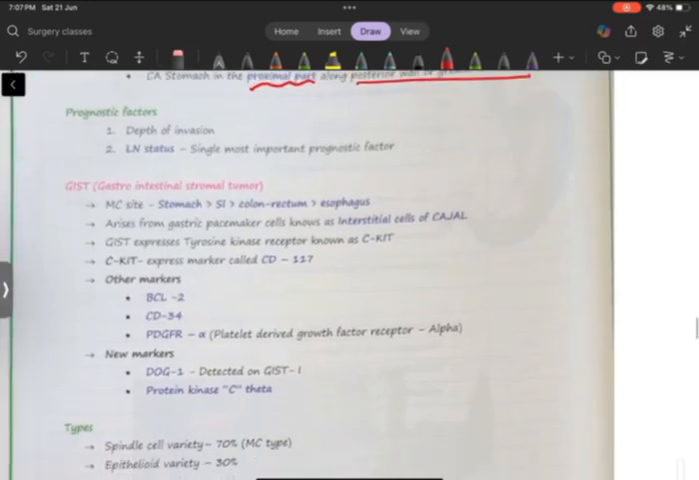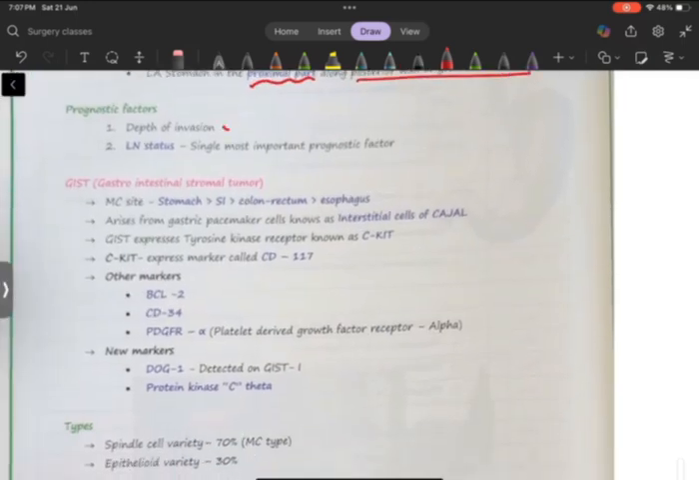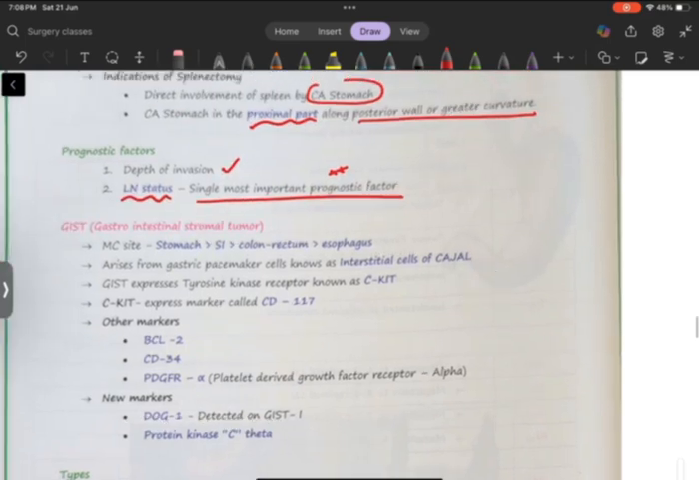So what are the prognostic factors? Based on the depth of invasion, how deep the tumor is, and lymph node status, N1, N2, N3, this is the single most important prognostic factor. The lesser the number of lymph nodes involved, the better the prognosis. So this was about CA stomach.